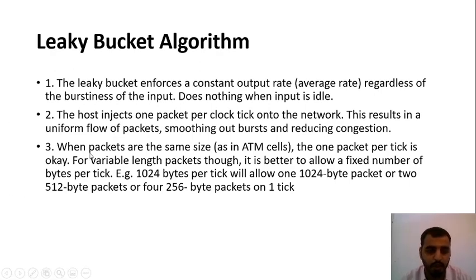What is the next point? It says when the packets are the same size as an ATM cell, one packet per tick is okay. For variable sizes, a small example indicates the bytes and bit size of the data coming in and what the outcome is. For example, 1024 bytes per tick will allow 1024 packets, or 2 packets of 512 bytes, or 4 packets of 256 bytes per tick. In the sense, the buffer size is 1024, it will allow 1024 packets, 2 512 packets, or 4 256 packets.